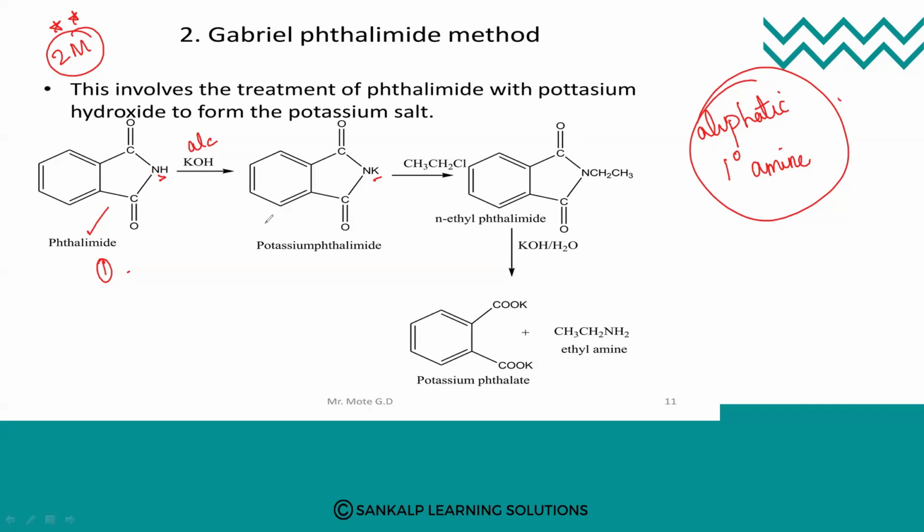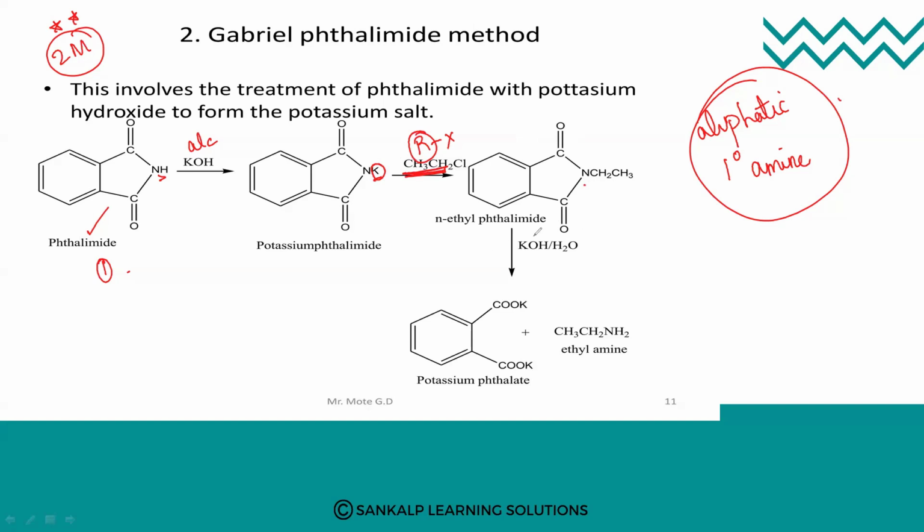Now this potassium phthalimide, we are going to treat it with the alkyl halide. Which alkyl halide have we used? We have used ethyl chloride. So this is the alkyl halide, I can show it as RX. Now what will happen? Whatever the potassium, K, is there, that will be replaced by your R group. Which is the R group? Your CH3CH2. So what I'm going to get? N-CH2CH3.